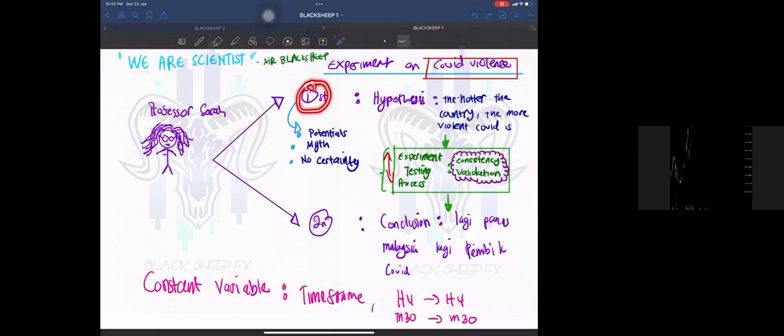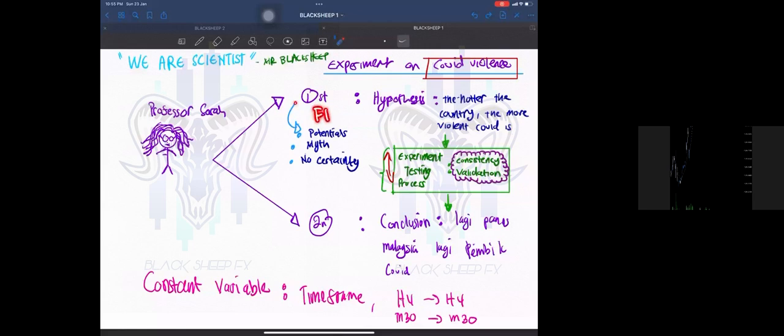We begin with our first setup, which is a hypothesis. A hypothesis is a setup before we begin the experiment. So for my hypothesis as a COVID scientist, I'm going to say there is a potential: the hotter the country, the more violent COVID is. Meaning if it's in a cold country, the COVID violence is lower. If it's in the desert, COVID is more violent. Hence, when I create my first setup, it comes with a lot of flaws.